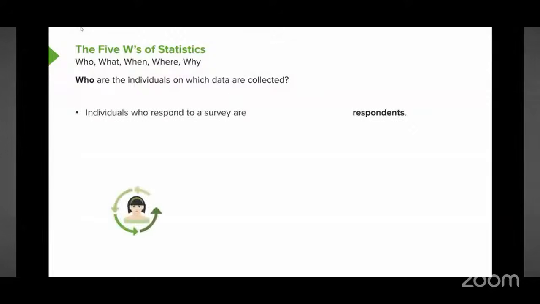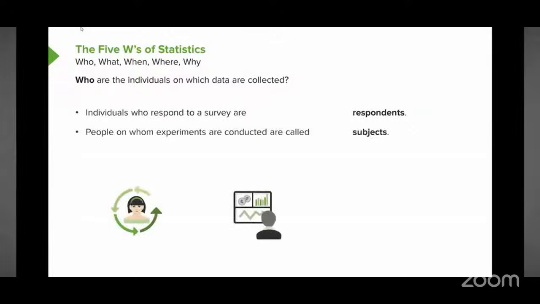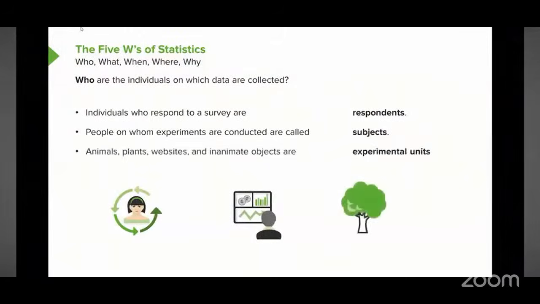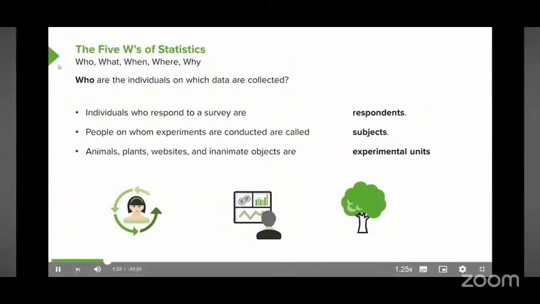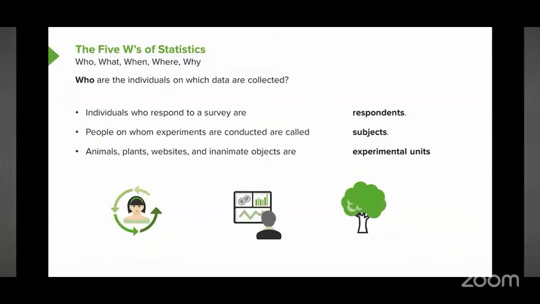So individuals who respond to a survey are called respondents. People on whom experiments are conducted are known as subjects. And animals, plants, websites, inanimate objects, any other thing on which data are collected are known as experimental units. These are all whos. These all answer the question of who.